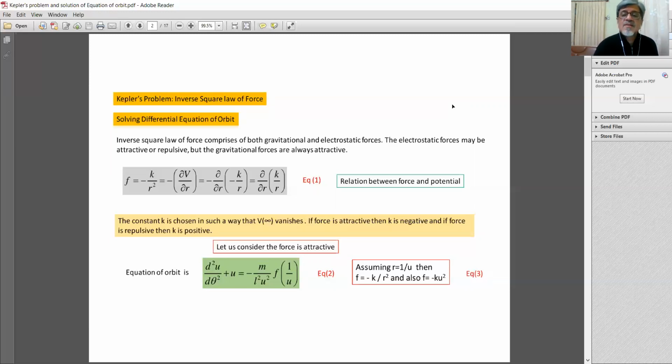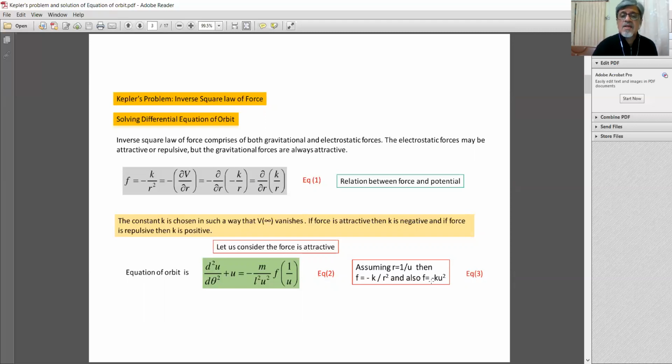Now let us consider that the force is attractive. So we focus our attention on the attractive force. The equation of orbit we have already derived in our earlier lectures: d2u by d theta square plus u is equal to minus m by L square u square F of 1 upon u. So force is represented by this particular term. Now assuming that r is equal to 1 upon u, the force minus k by r square becomes, in terms of u, F is equal to minus k u square.